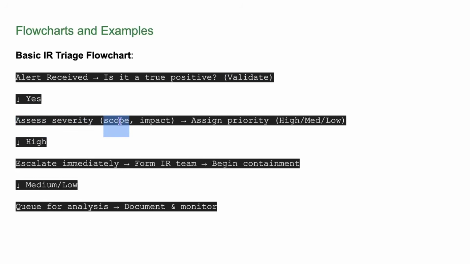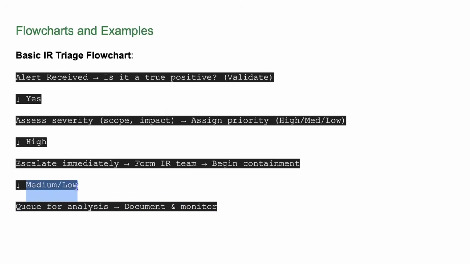the severity, the scope, and the impact. And then we're going to assign a priority to it. This is either a high, medium, or low. If it is a high priority, then we're going to escalate it immediately and form the incident response team and begin containment. And if it's medium or low, then you're going to queue it for analysis and document and monitor and try to figure out what else is going on.